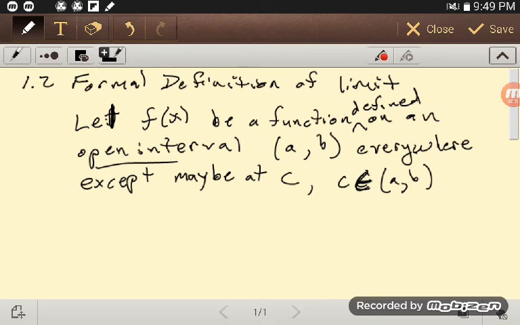So c cannot be equal to a or b because a and b are not in this set. And if it's an open interval, it can't be at the endpoint because there is no endpoint in an open interval. I can always get a little closer to b or a little closer to a. And then we let L be a real number. That's important, right? So it's not infinity. Infinity is not a real number. So L is a real number.